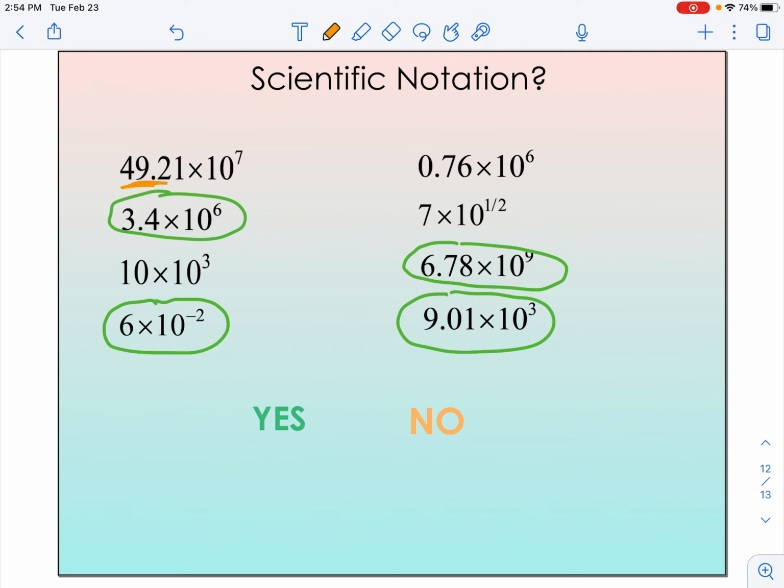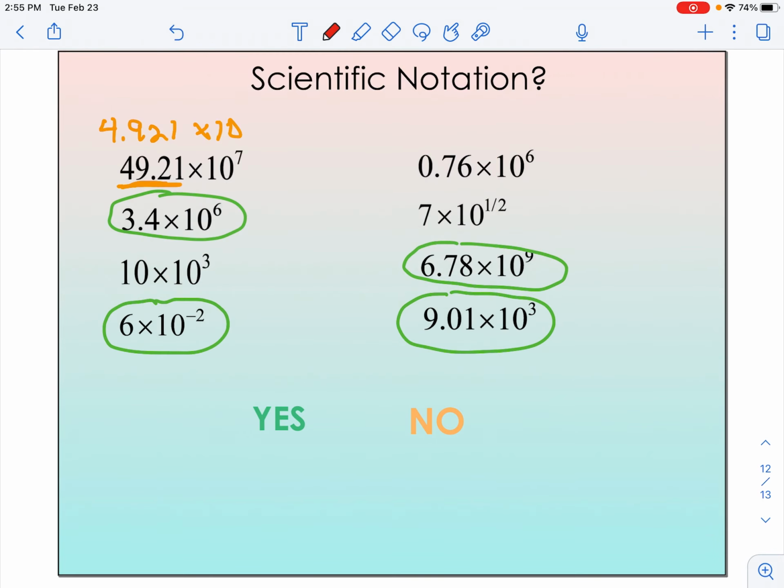So let's look at why these aren't. Okay, this is not a number between 1 and 10. It would need to be 4.921 times a different power of 10. So again, in order to go from 49.21, I went to 4.9, which means I actually divided by a power of 10. And so I'm going to have to add 1 more power to get back to that number.